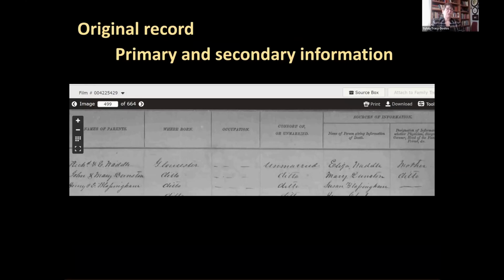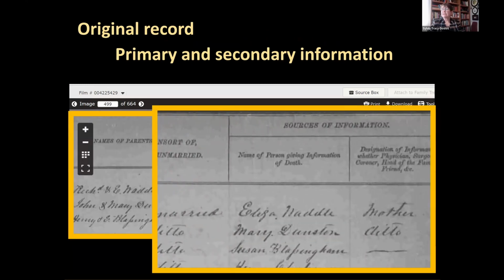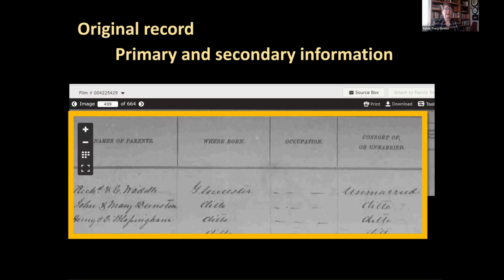We want to look for original records whenever we can, but of course, original records have both primary and secondary information. So it's good, we have to analyze those a little bit as well. Here we have a record for an Elizabeth Waddle. Whoops, I think I went one click too far in.